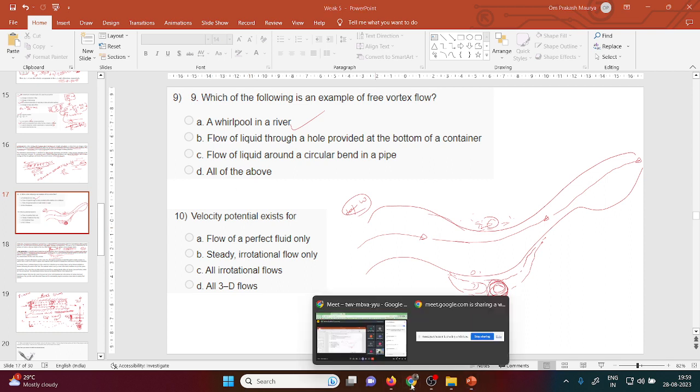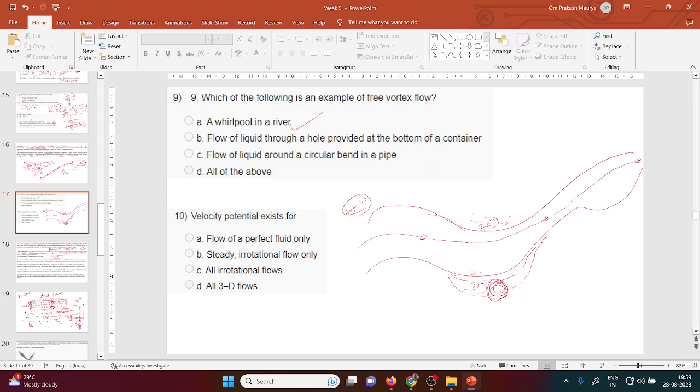Another one is option B, flow of liquid through a hole provided at the bottom of a container. Let us take this container, and one hole is there. There is a lot of pressure here. When you open the container, the flow is not very smooth. When you observe, the flow has some rotation; the streamlines have some rotation, though not that much. This is also a similar case, but here also you are not giving any external force for the rotation.